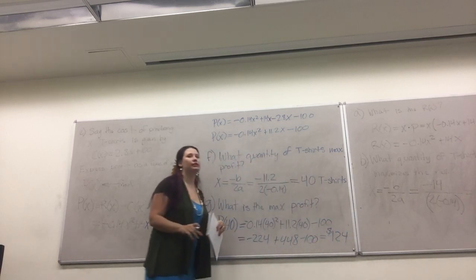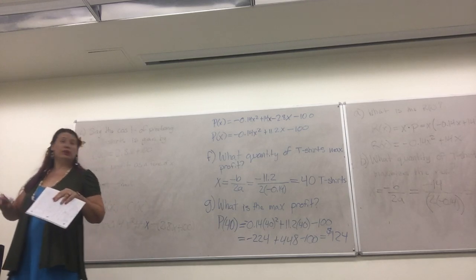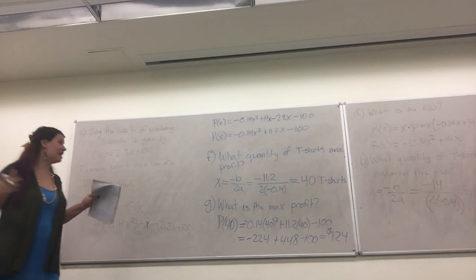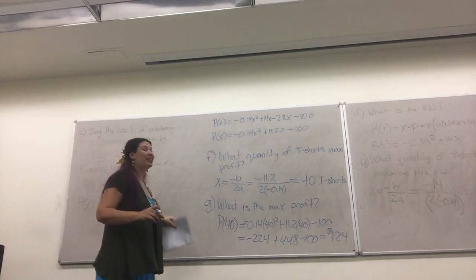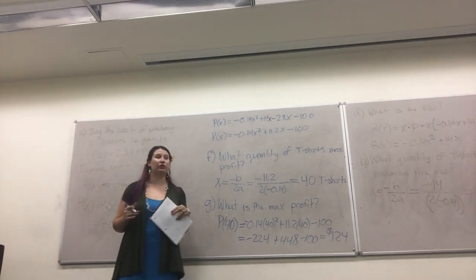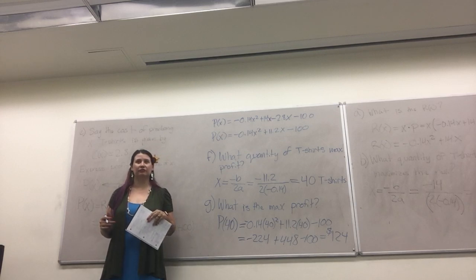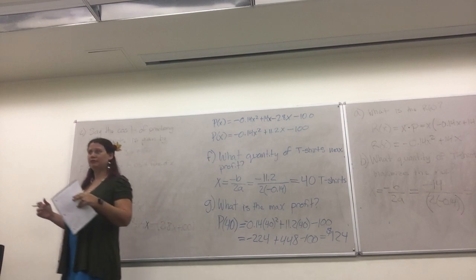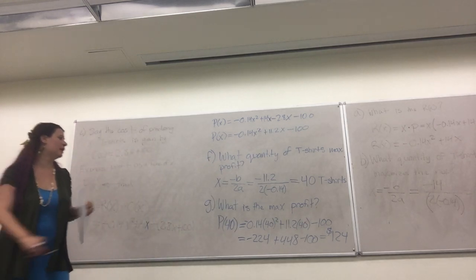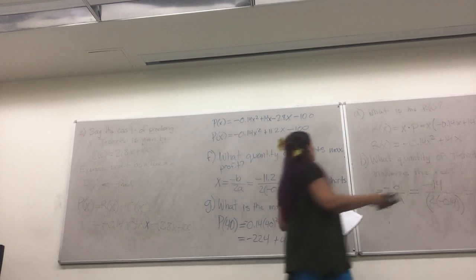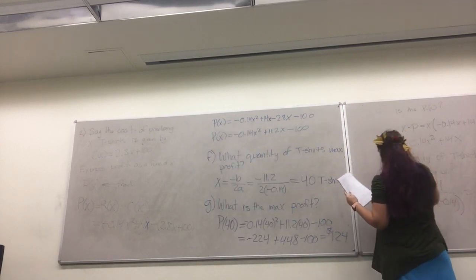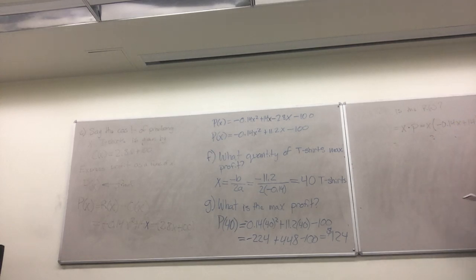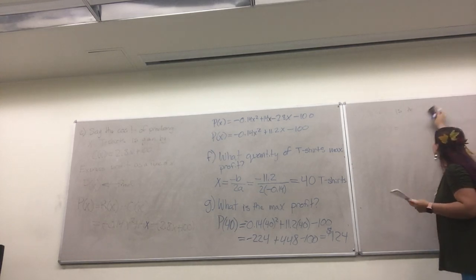$124. So before, when we sold 50, we brought in 350 bucks. But now, when we sold 40, we get to keep $124, right? Just because we brought it in does not mean we get to keep it. Now, we want to know what price we have to sell the t-shirts at to maximize the profit.